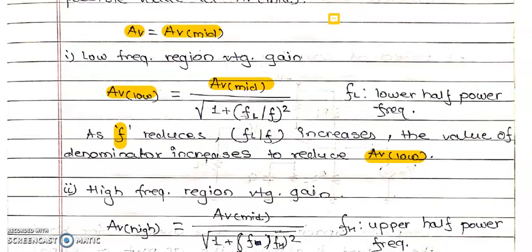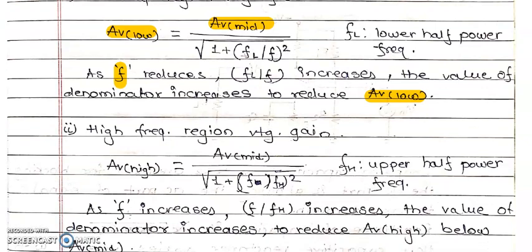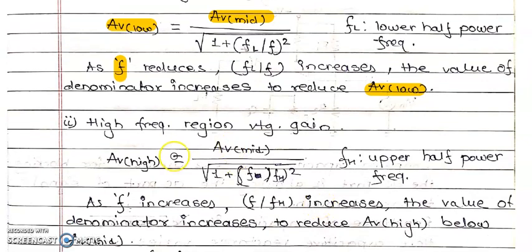Then for the high frequency region the voltage gain is given by the formula AV high is equal to AV mid divided by square root of 1 plus (F divided by FH) squared, where FH is the upper half power frequency, also called the higher power frequency.